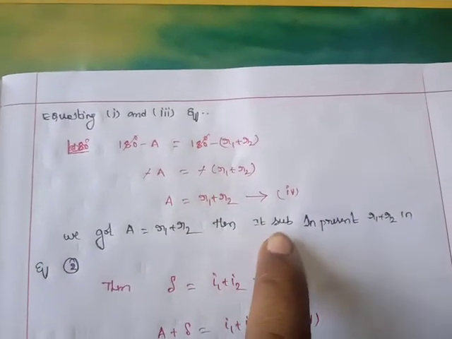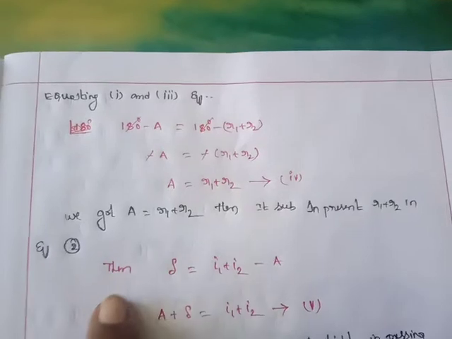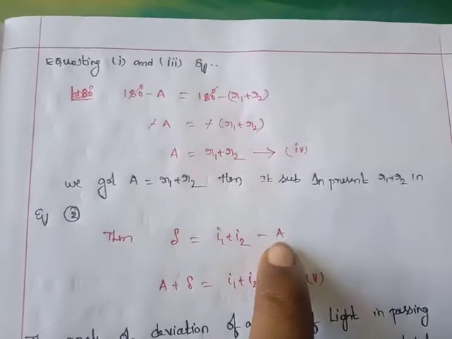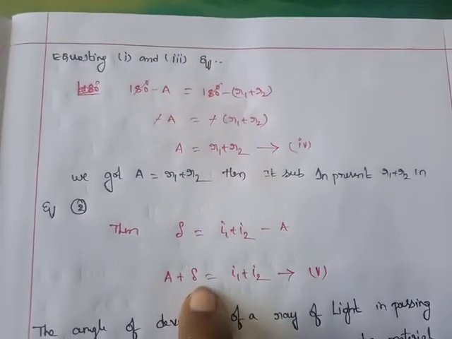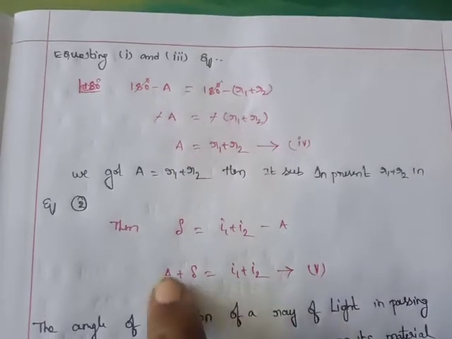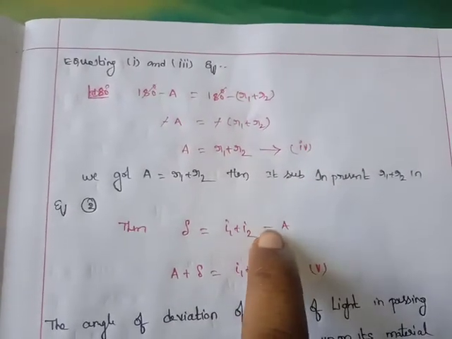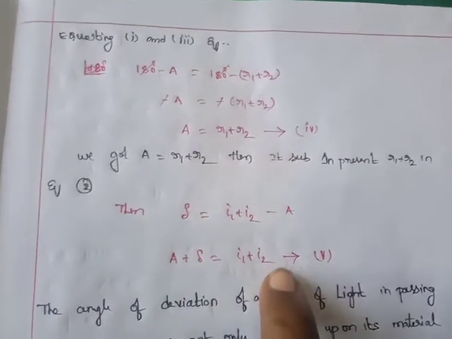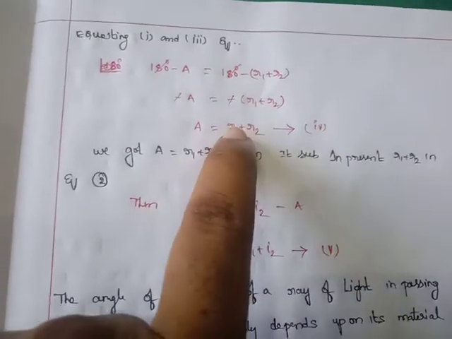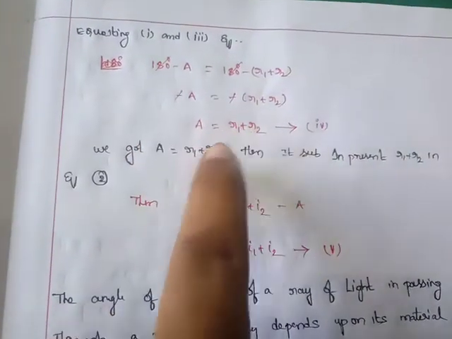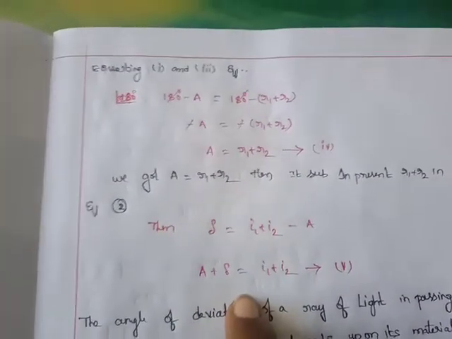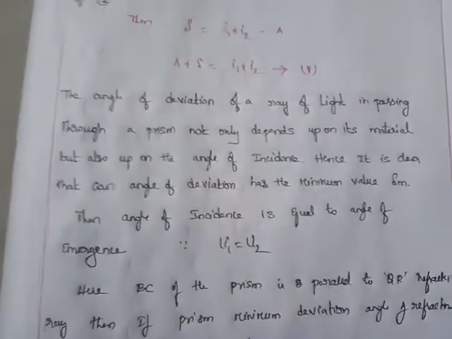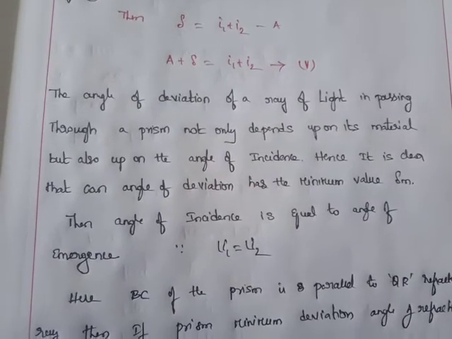Then if we substitute R1 plus R2 by A in equation 2, delta is equal to I1 plus I2 minus A. Therefore, A plus delta is equal to I1 plus I2, since minus A goes to the left-hand side as positive A. This is equation 5. So, we have two equations: A is equal to R1 plus R2 and A plus delta is equal to I1 plus I2.